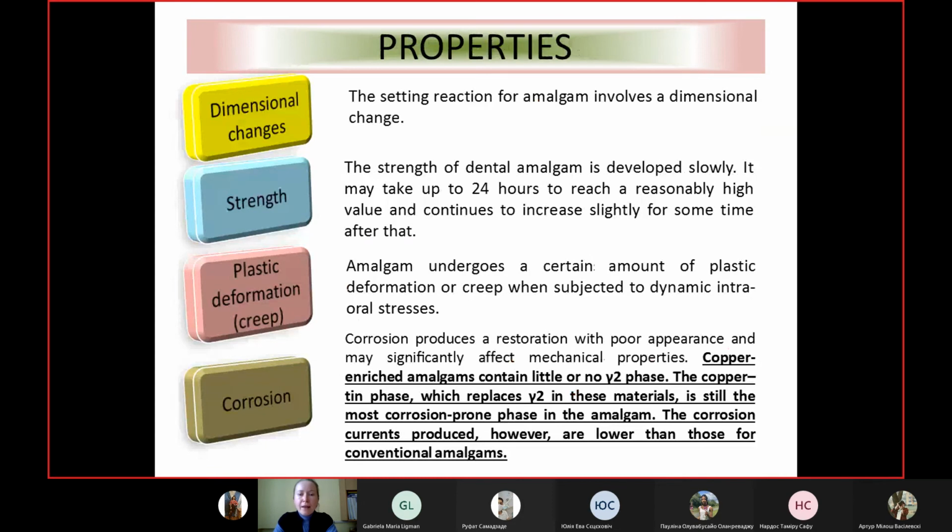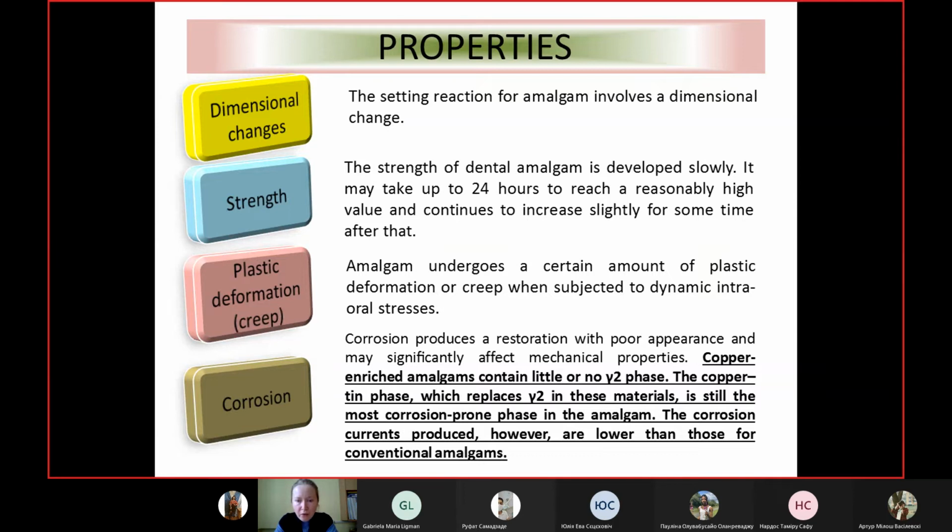Properties of amalgam. Dimensional changes. The setting reaction for amalgam involves a dimensional change. Strengths. The strength of dental amalgam is developed slowly. It may take up to 24 hours to reach a reasonably high value and continues to increase slightly for some time after that. Plastic deformation or creep. Amalgam undergoes a certain amount of plastic deformation or creep when subjected to dynamic intraoral stresses.